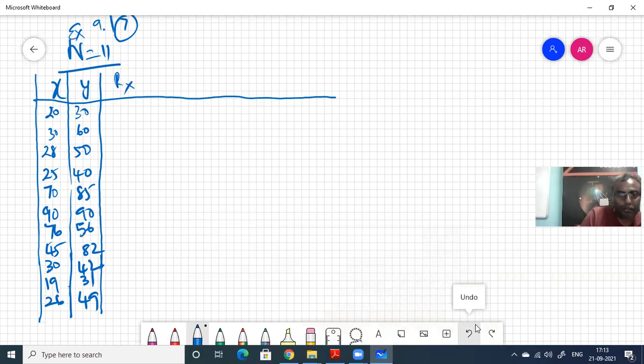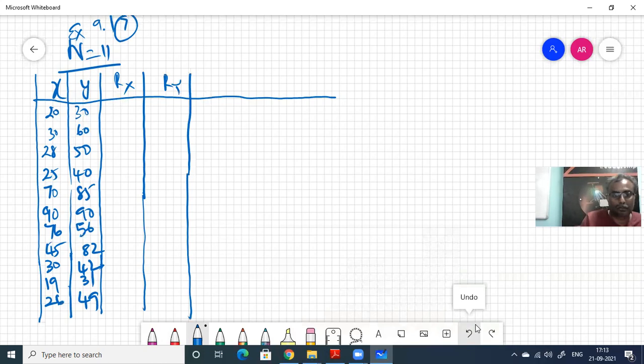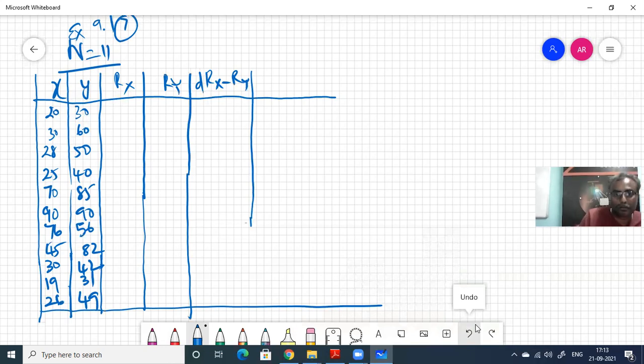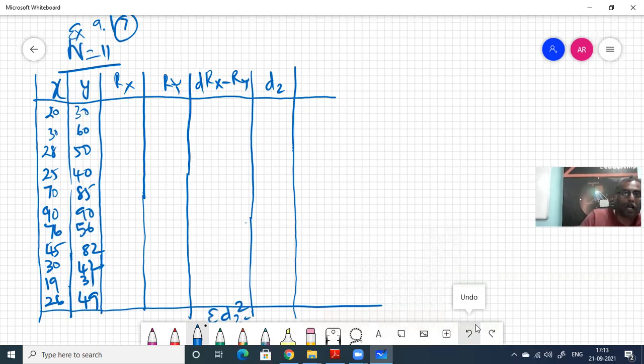Who gets the first rank? You have to put the rank of X here, and then the rank of Y here. Then rank of X minus rank of Y is equal to D, which you put here. Then D squared you put here. Then you have to get sigma D squared. After that, what you have to do?